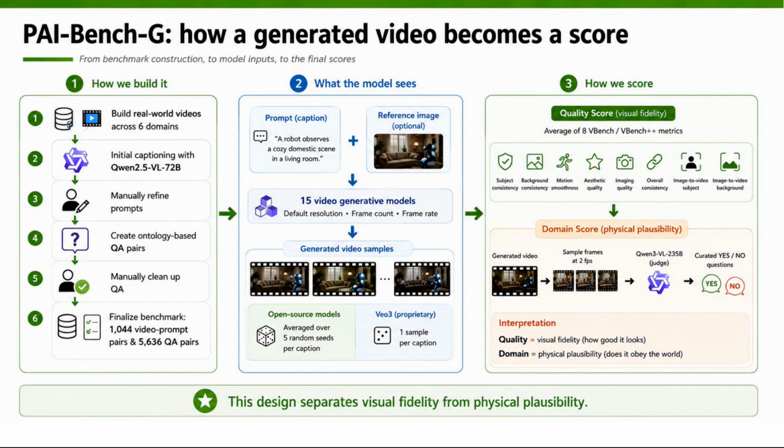For the generation track, the model receives a prompt, and in image condition settings it also receives a reference image. The generated video is then scored in two ways. Quality score measures visual fidelity with V-Bench and V-Bench++ style metrics. Domain score samples frames and asks curated yes or no questions about whether the video respects the intended physical and semantic constraints. This separation matters because a video can look strong and still behave incorrectly.